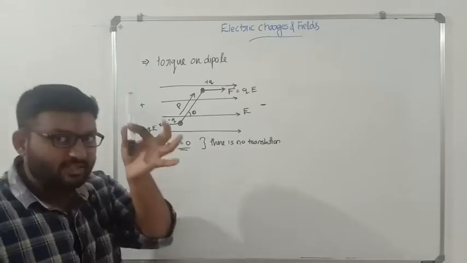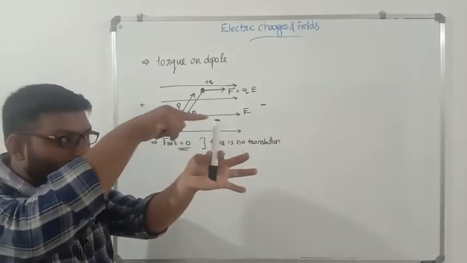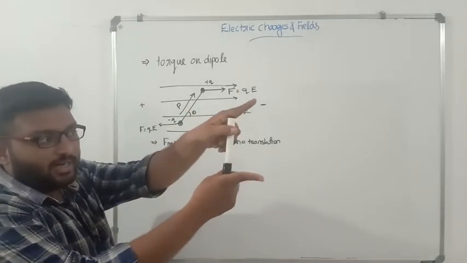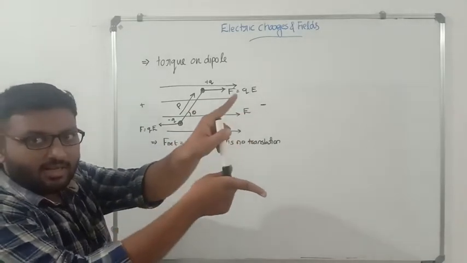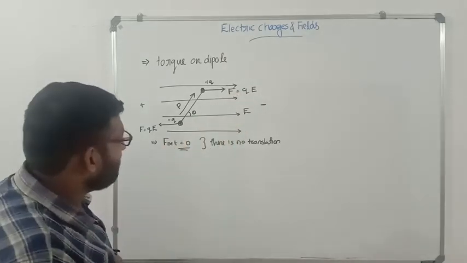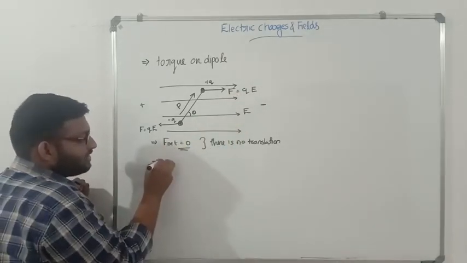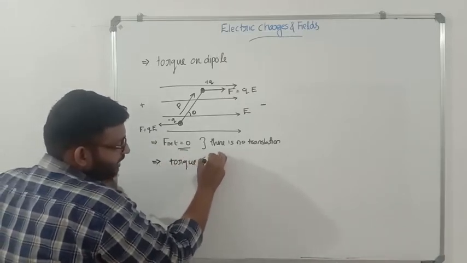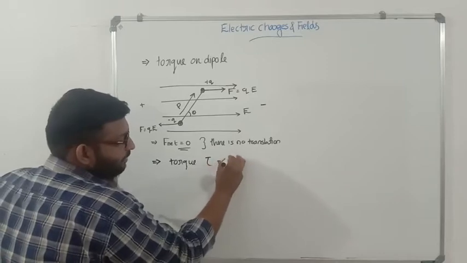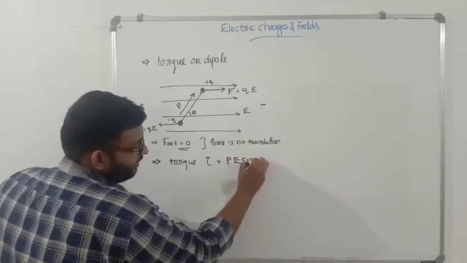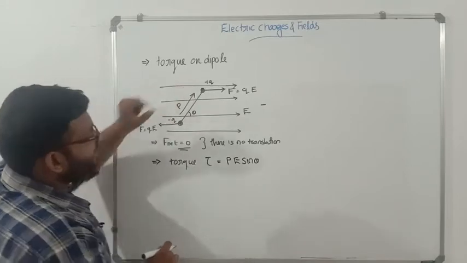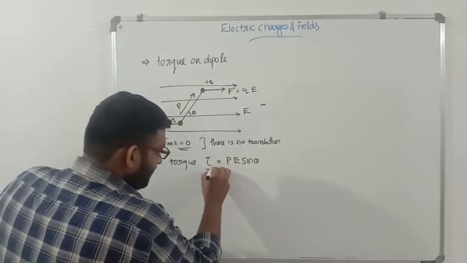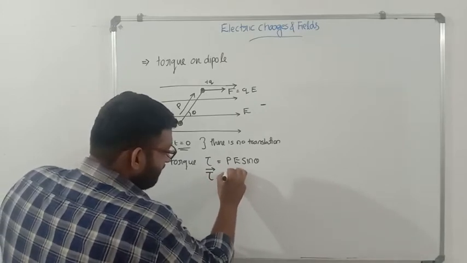There is a chance of rotation, because you can see there is a couple acting on the dipole. Suppose this is our dipole, a force is simply forcing the upper end like this, lower end just opposite. There is a couple, it is acting like this. Since there is a couple, we can write down there is a torque. Then the torque is represented by a letter called tau. It is equal to PE sine theta, where P is the dipole moment, E is the electric field intensity. So we can write down vectorially, torque is nothing but P cross E.